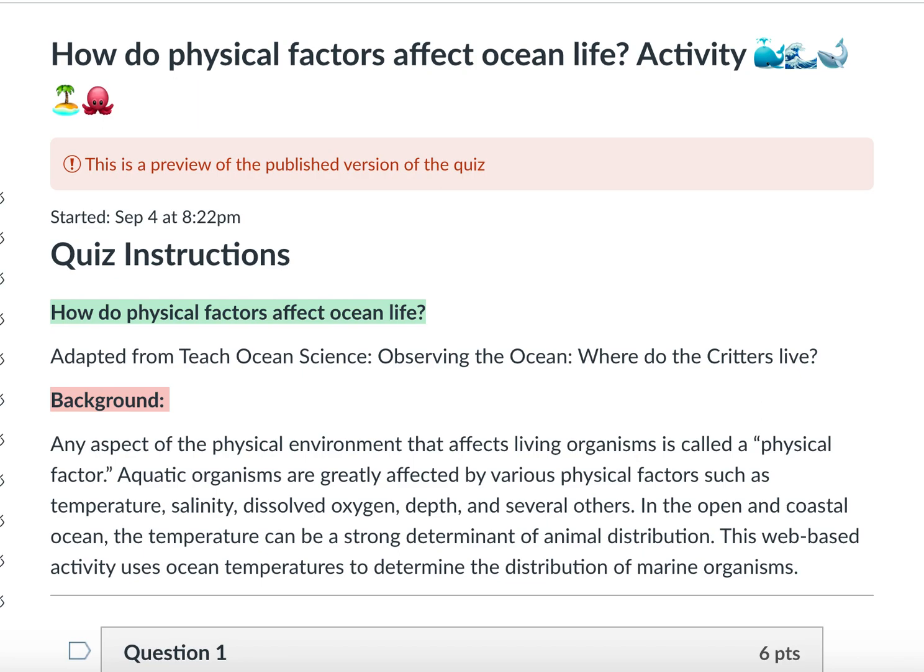Basically, this activity looks at physical factors, which in the ocean are the non-living aspects like temperature, the salt level called salinity, dissolved oxygen, the depth, tides, pH, all of those things and how they affect different animals.